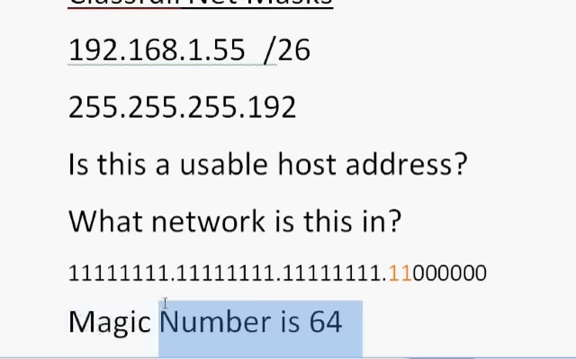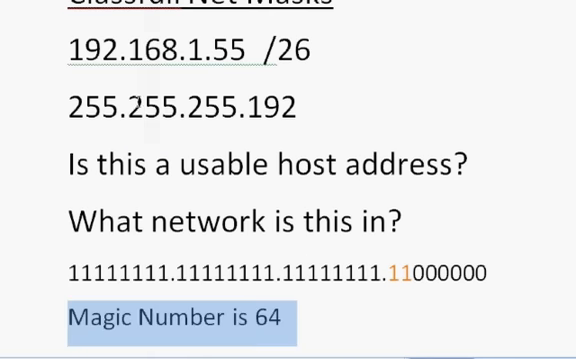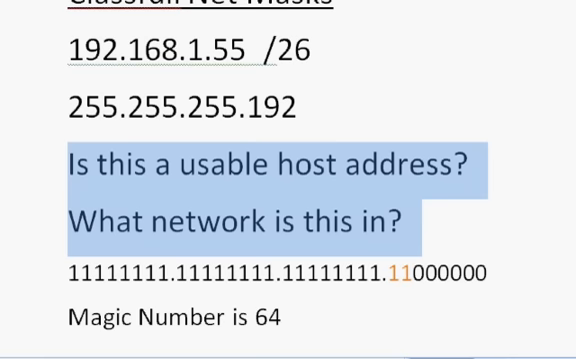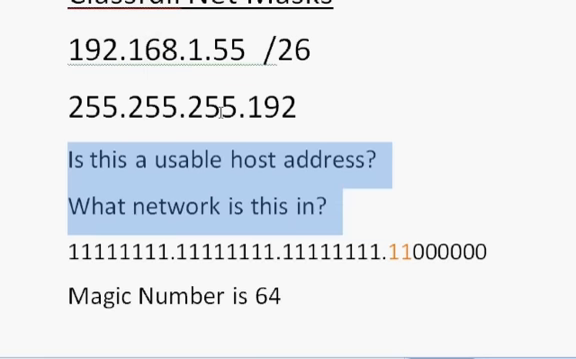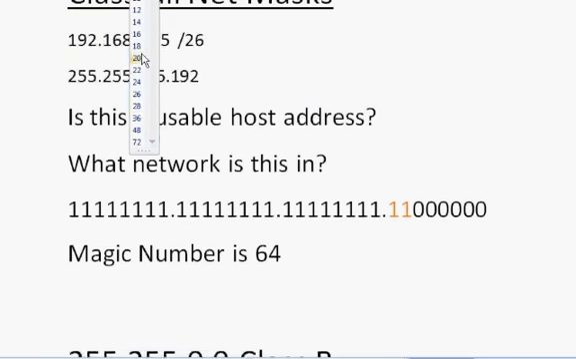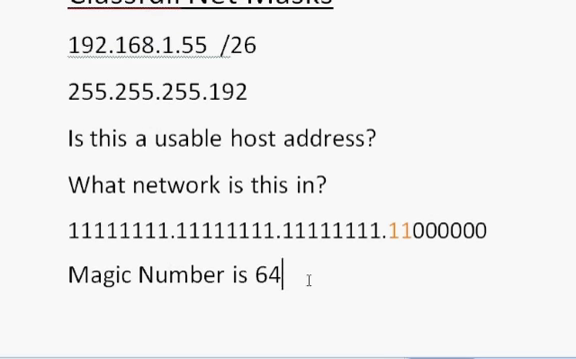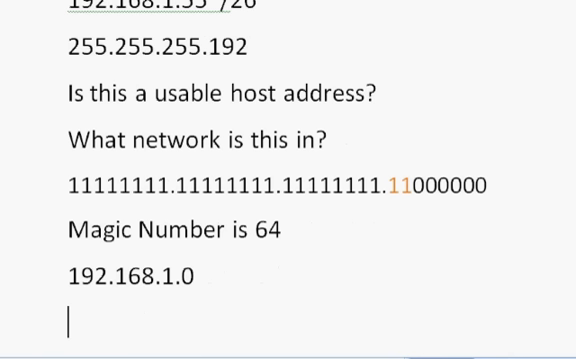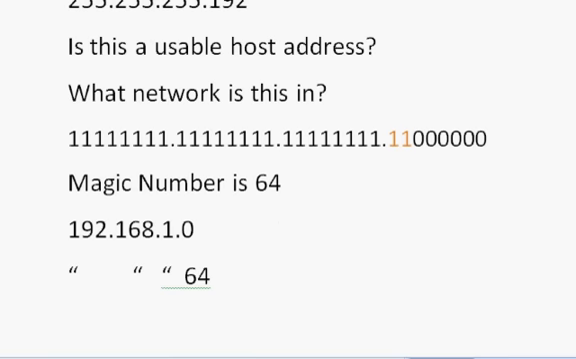All right, make this a little bit smaller so I have a little more room to work with. The magic number tells us where our networks are. So it shows us that the networks are, in this case, 1.0, right? And the next network is 64, add 64, and the next network is 64 to that, 128. So really, let me just do it this way.